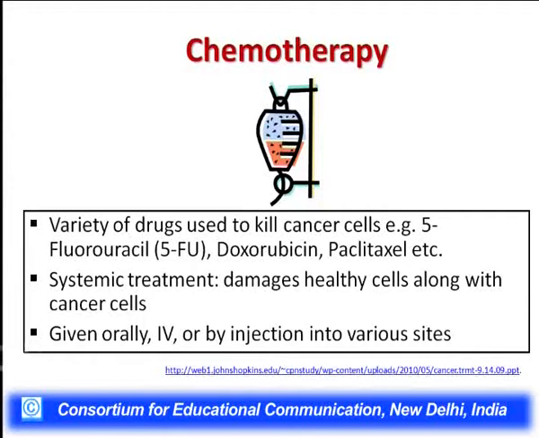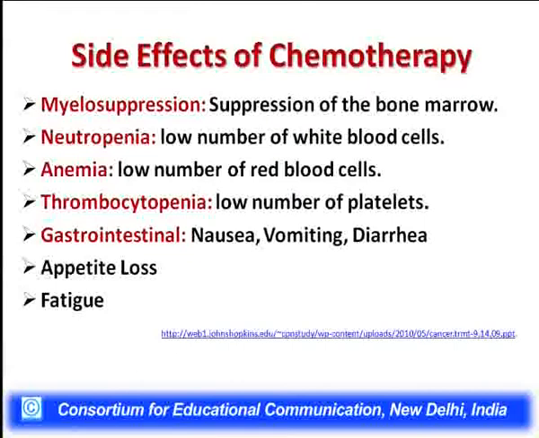kill the cancerous cells. Some of the most important chemotherapeutic drugs being used are fluorouracil, doxorubicin, and paclitaxel. So they are used in the various types of cancers. Along with the cancerous cells, they damage the healthy cells also. So they have a number of side effects attached to them. The side effects are suppression of the bone marrow, low numbers of white blood cells, low numbers of red blood cells, and the platelet counts also decrease. Along with them, there is a hormonal therapy.